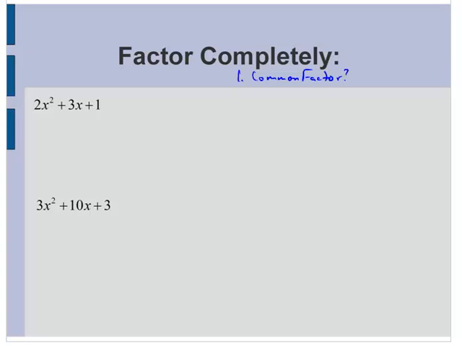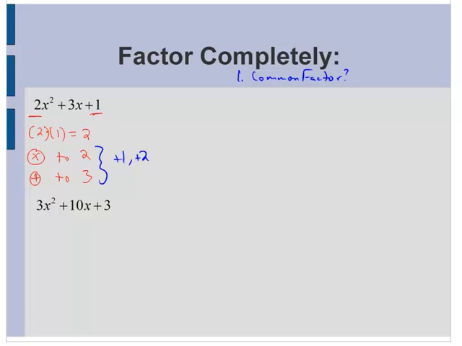Alright, so the first thing I'm going to do is multiply the a and the c coefficients. So 2 times 1 is 2. So I need to find a pair of numbers that multiplies to 2 and adds to 3. Well, the pair of numbers that multiplies to 2 is 1 and 2. So that's the only pair that works, and they also sum to 3 if they're both positive.